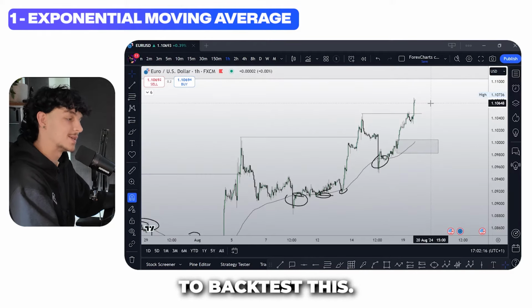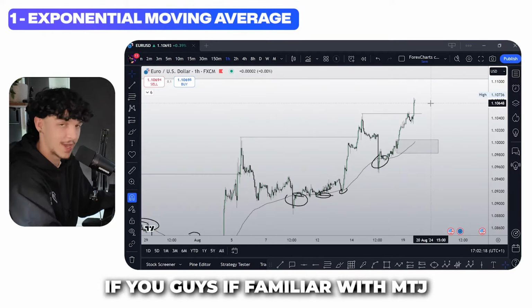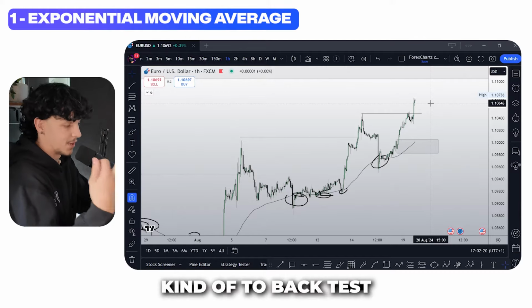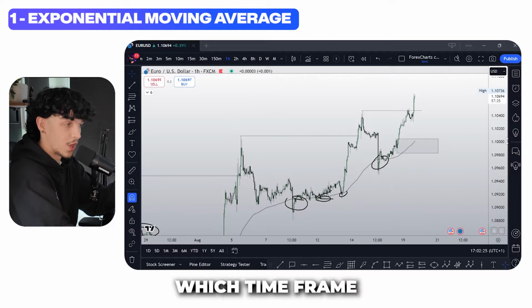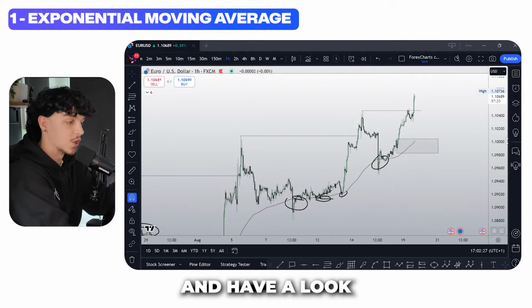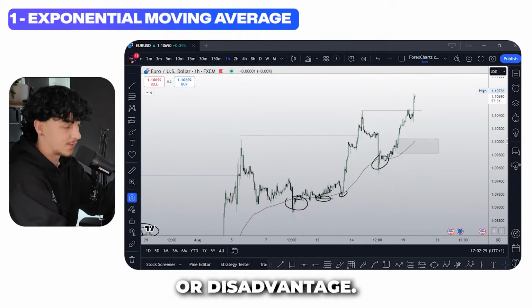So I want you guys to backtest this. If you're familiar with MTJ, definitely use that software to backtest the exponential moving average. Find which one works for you, find which time frame it works best on, and have a look where you can use it to your advantage or disadvantage.